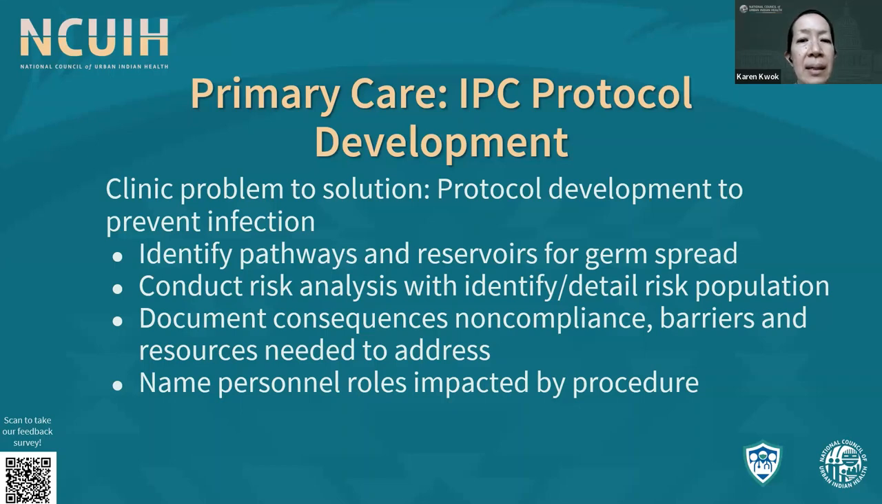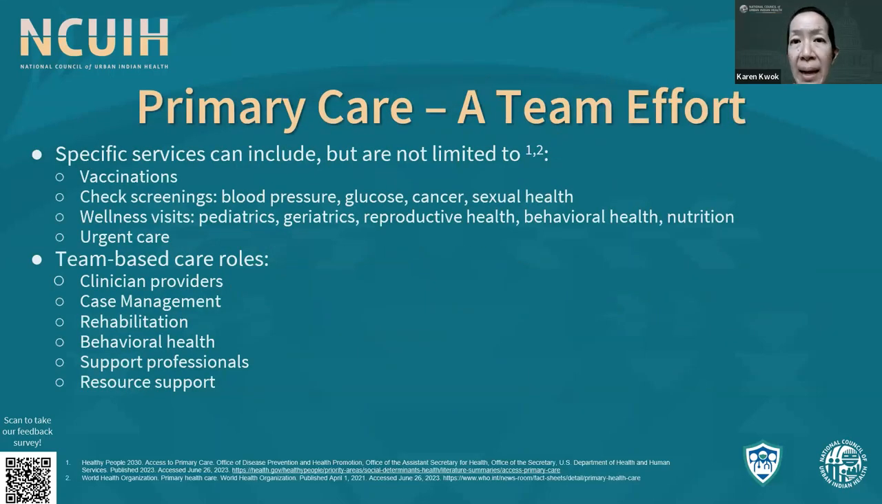Next slide, please. So again, we applied an IPC lens to primary care regarding health history, the wellness schedule, vaccine schedule, risk assessment for maternity, pediatrics, youth, and seniors, and whether it's routine follow-up in primary care or an acute issue requiring urgent care attention. The many services provided in an ambulatory care setting depend on the entire team to keep patients and staff safe from infection.